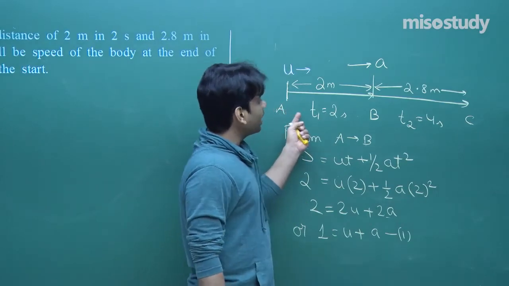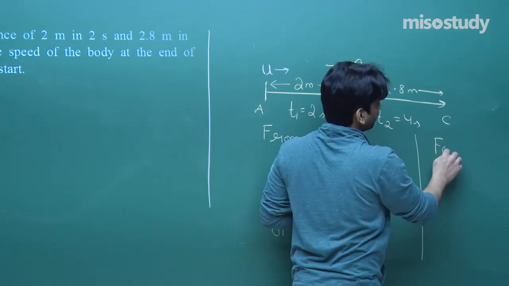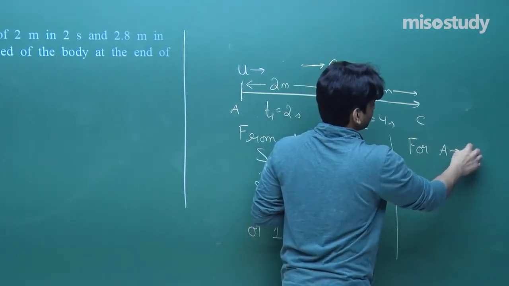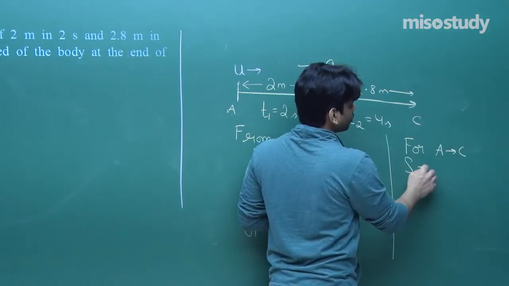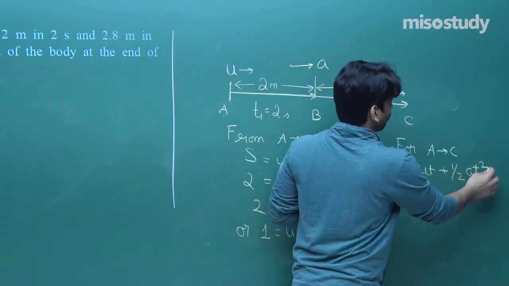Now for motion from A to C, you see, for motion from A to C, again use s equal to ut plus half at square. What we will be obtaining?